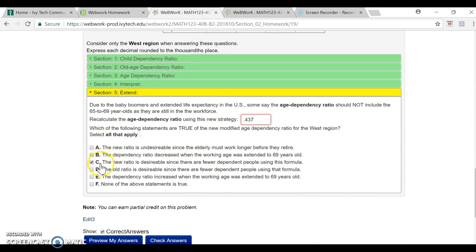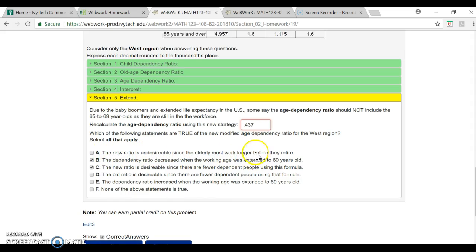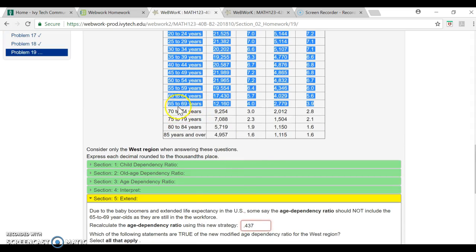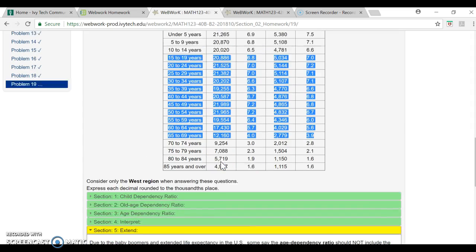Now, when we come down to these, B and C are perfect, don't worry about it. But look at A. The new ratio is undesirable since the elderly must work longer before they retire. Well, yeah, because the elderly, right, we're saying 65 is old, but now in this new ratio, we're making them work until they're 69. So that kind of stinks. So that's the difference here in this part.